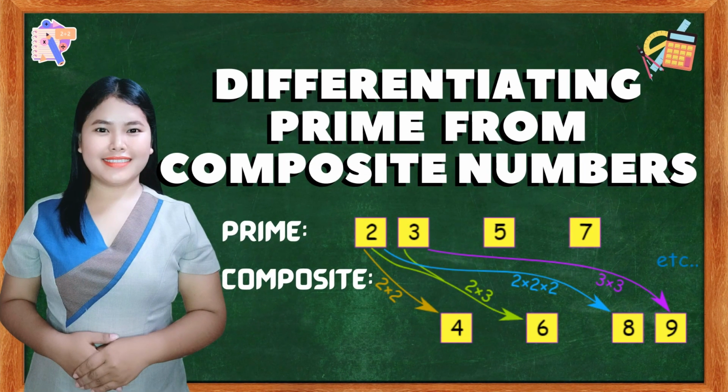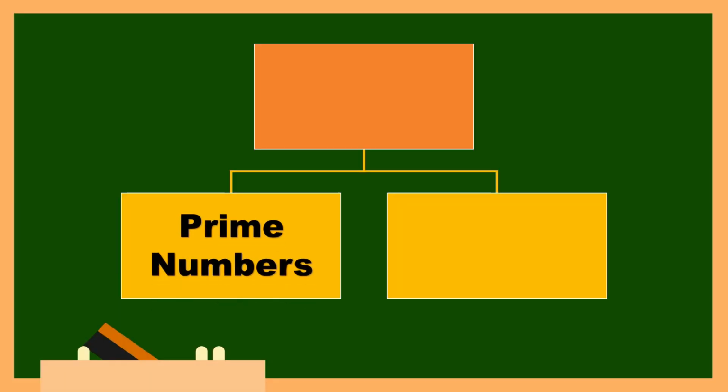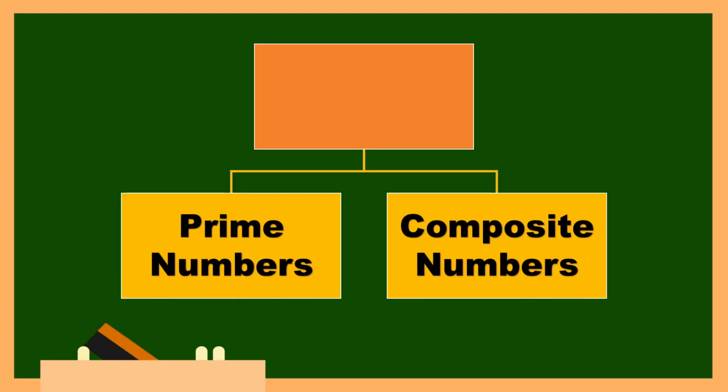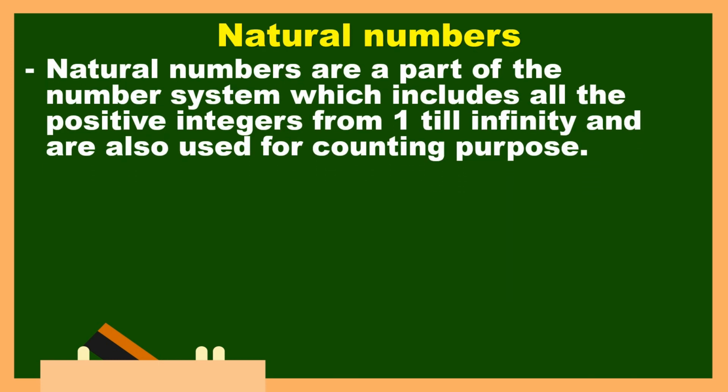In this tutorial, I will teach you the difference between prime and composite numbers. Before we differentiate prime numbers from composite numbers, did you know that they are both natural numbers? Yes, they are both natural numbers. But what do we mean by natural numbers? Natural numbers are a part of the number system which includes all the positive integers from 1 till infinity and are also used for counting purpose.